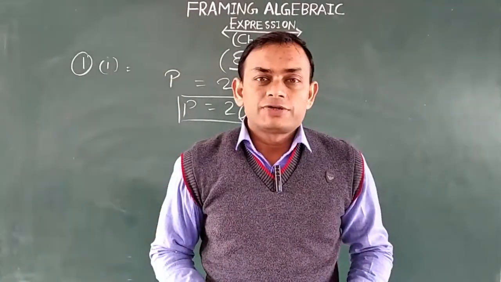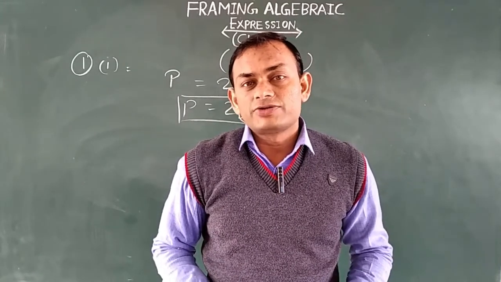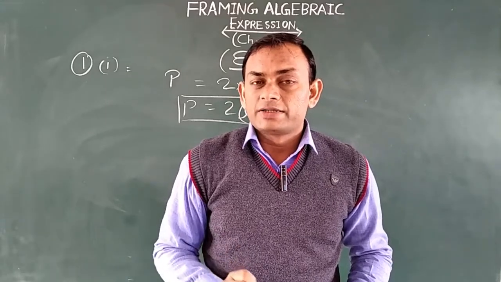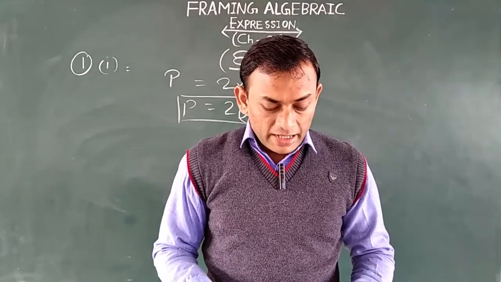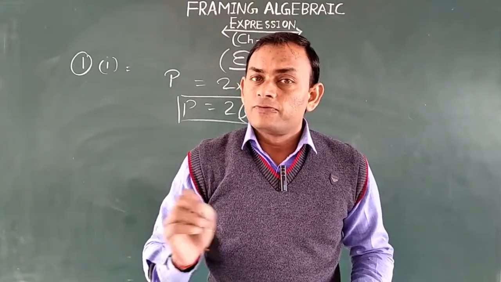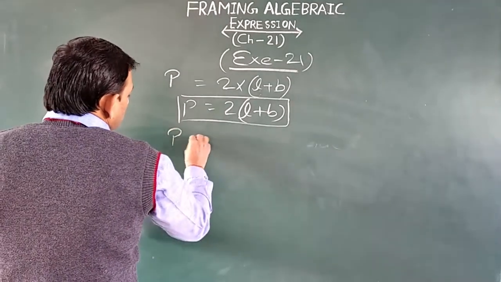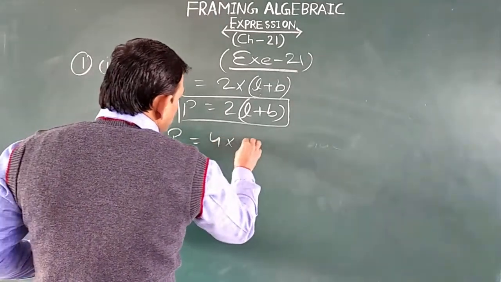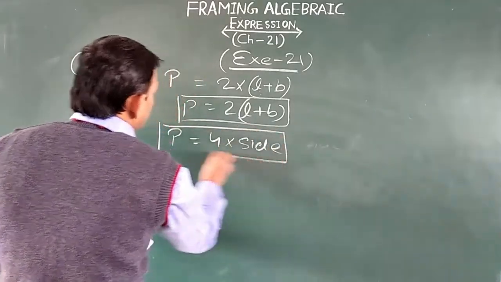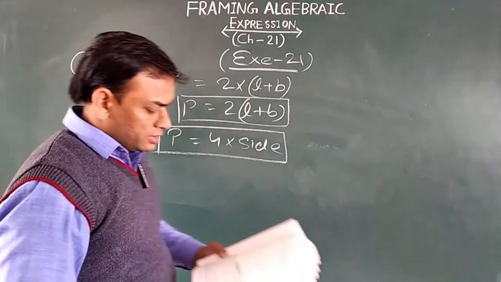Now the second part of this question says the perimeter of a square is 4 times its side. As I told you, for 4 times we multiply by 4. So the perimeter P is equal to 4 into side. This is the answer, the second part of question number 1.